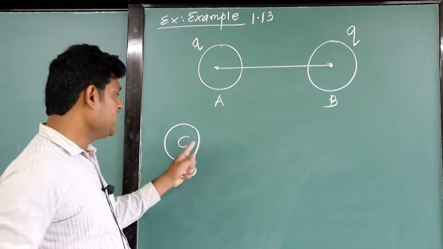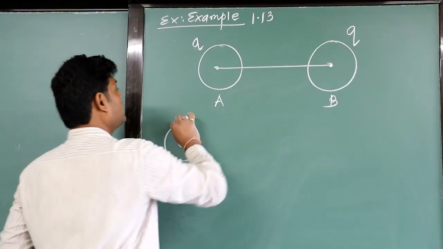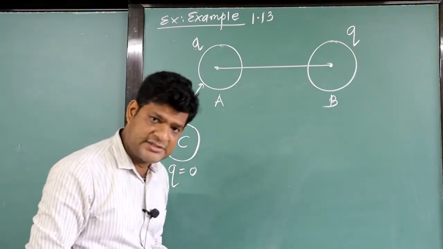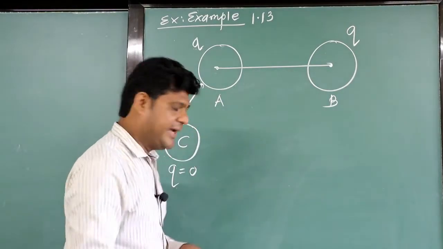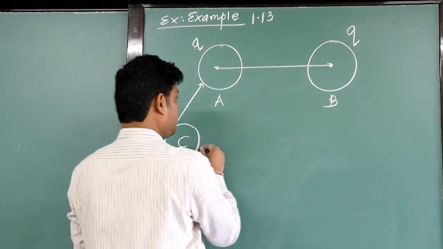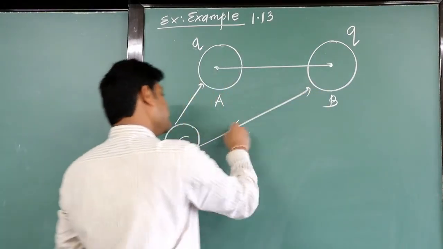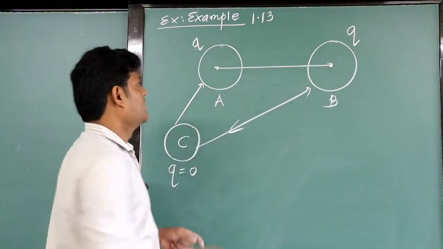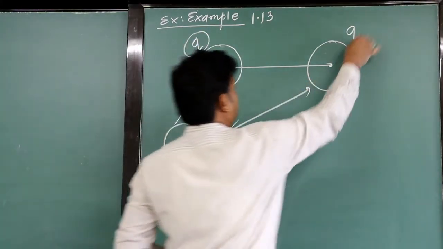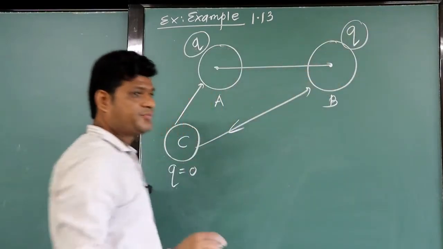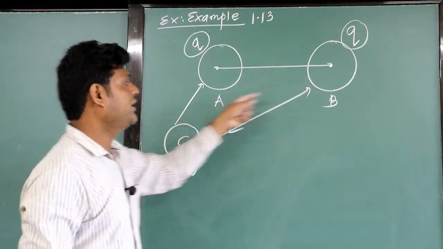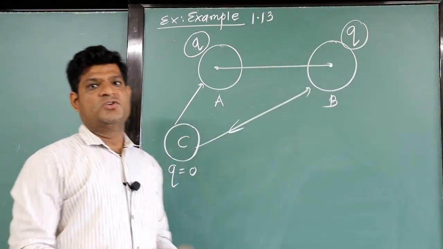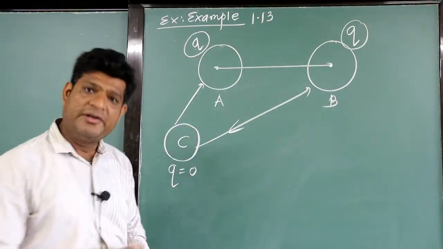First we have to bring the sphere C in contact with A and separate. This is the first case. Now the second case: bring this sphere C in contact with B and separate. By doing this, with the newly developed charge on spheres A and B, what is the force between A and B? Find the repulsive force between the two spheres. So this is the question 1.13.